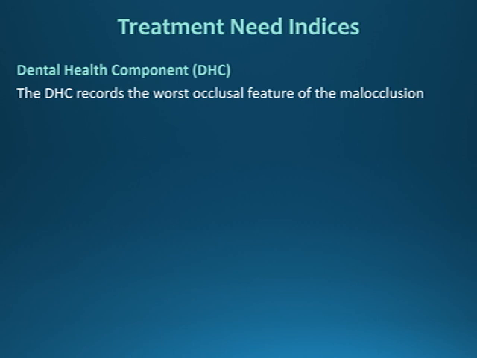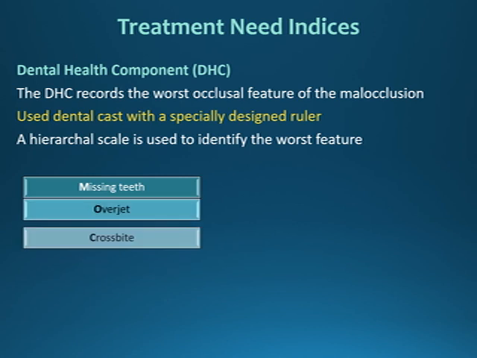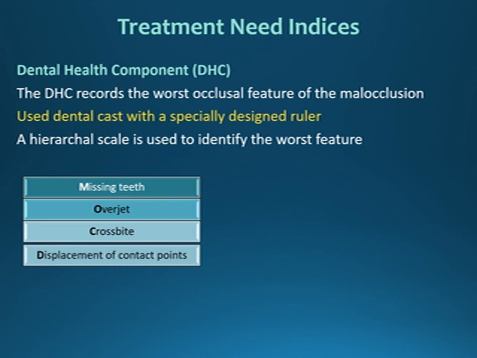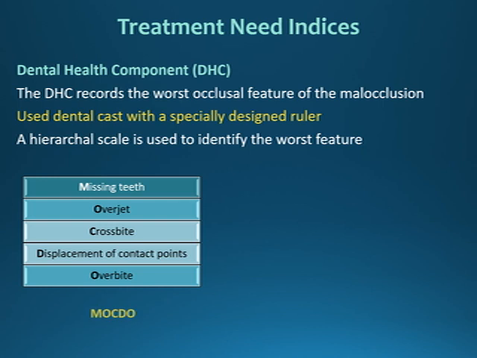The dental health component records the worst occlusal feature of the malocclusion for each individual who comes for treatment. It uses a dental cast with a specially designed ruler. A hierarchical scale is used to identify the worst feature, and these features are missing teeth, overjet, crossbite, displacement of contact points, and overbite. The acronym MOCTO is used to identify these features.